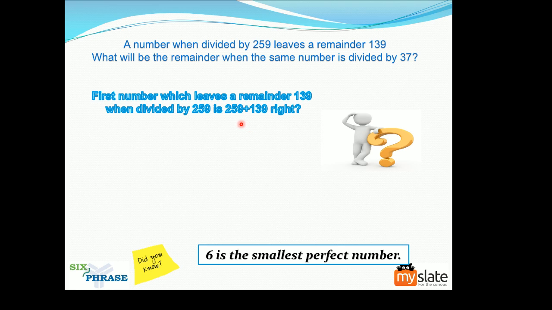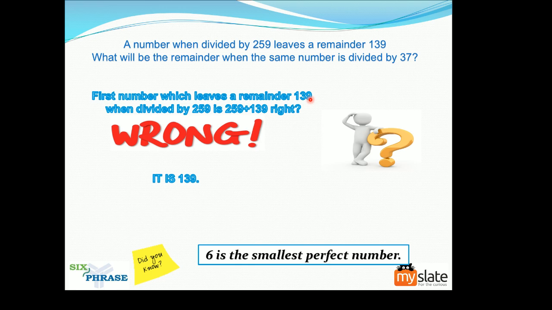Okay, so 398 is more or less correct, but that is not actually true. 398 is not the first number which, when divided by 259, will give you a remainder of 139. I'll tell you what the first number is. Yes, you are wrong if you said 259 plus 139. It is actually 139.